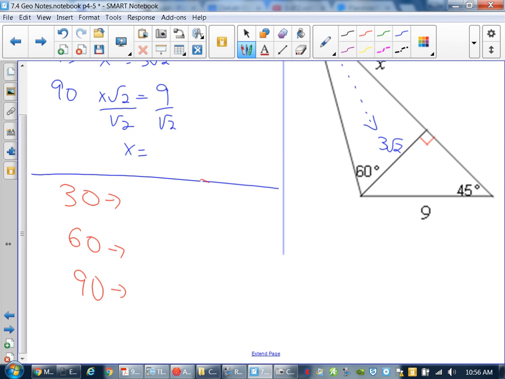Ladies and gentlemen, thank you, sir. This is what happens when your brain has been all rooted out by bad sickness and junk. In my head, when I simplified that radical, I thought it was a root 3, not a root 2. So this should be 9 root 2 over 2.